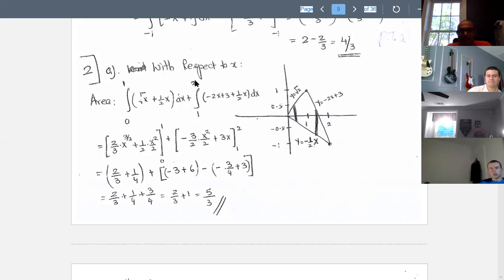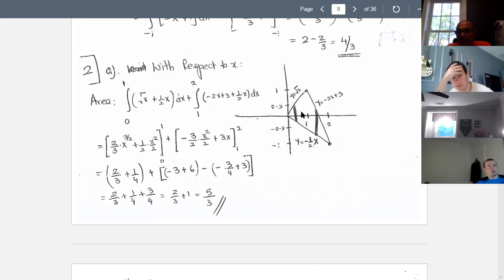Okay, now the second part says to take the integration with respect to y. Same region, take the integration with respect to y. That means now I have to consider the horizontal strip. But again, the same scenario will be there. Look over here, my strips will be like this now. Look at my cursor. If I take the strip like this, my left side function is the linear function y equal to negative x by 2.